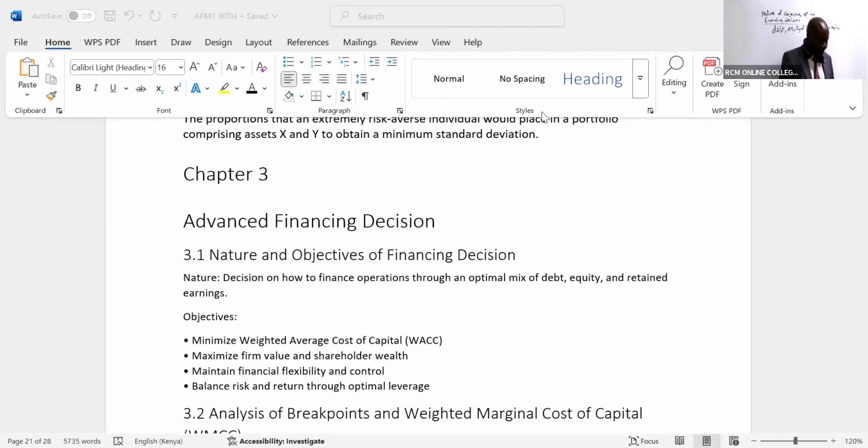When we are financially flexible, it means that at any given time we can switch. Is it debt we want? We can raise debt. If we want equity, we can talk to our ordinary shareholders. They buy more shares. So maintain that flexibility and control. And then number four, balance risk and return through optimal leverage.